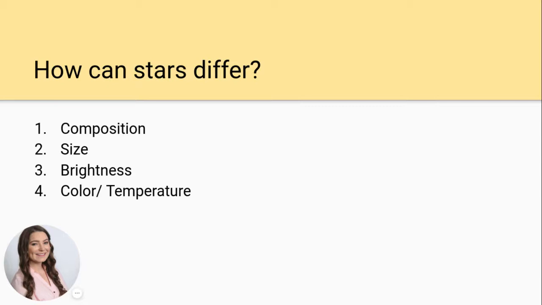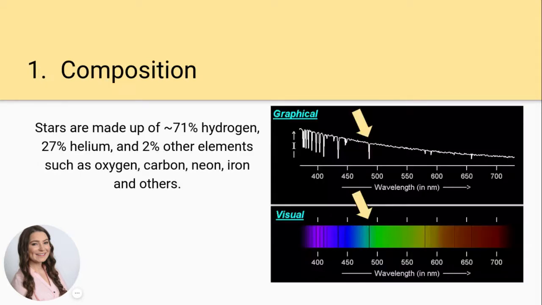We can look into the sky during the day or night and notice that there are differences among the stars. There are 4 ways that we will be discussing that stars can differ: composition, size, brightness, and color and temperature. First, stars can vary in their composition, or what they're made of.